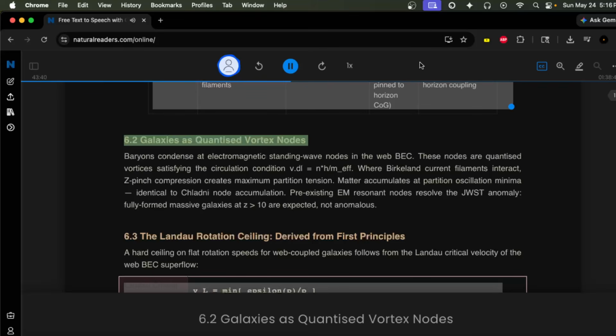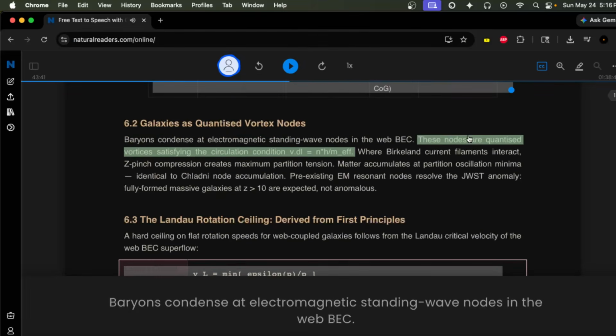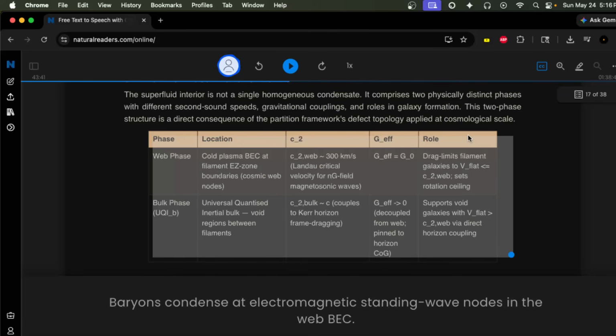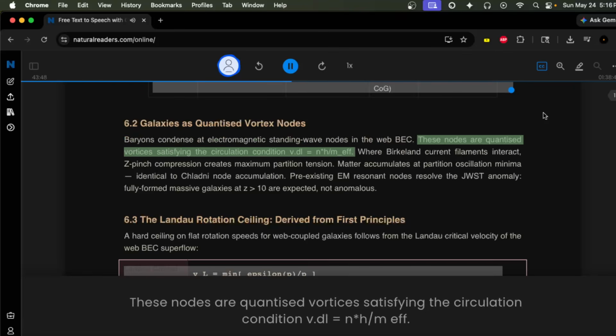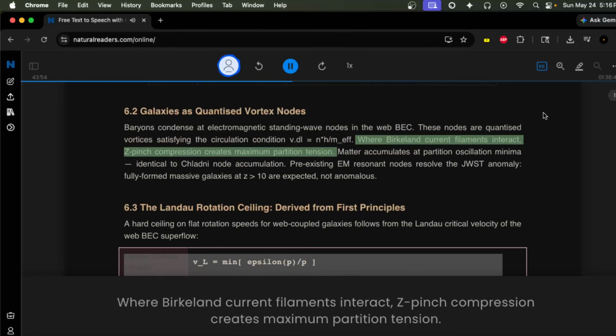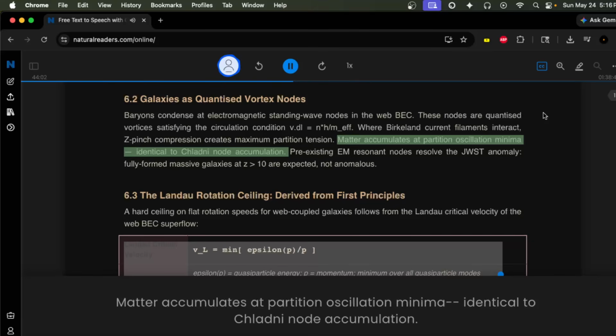6.2 Galaxies as quantized vortex nodes. Baryons condense at electromagnetic standing wave nodes in the Webb-Beck. These nodes are quantized vortices satisfying the circulation condition ∮v·dl = nh/m_f. Where Birkeland current filaments interact, Z-pinch compression creates maximum partition tension. Matter accumulates at partition oscillation minima, identical to Chladni node accumulation.